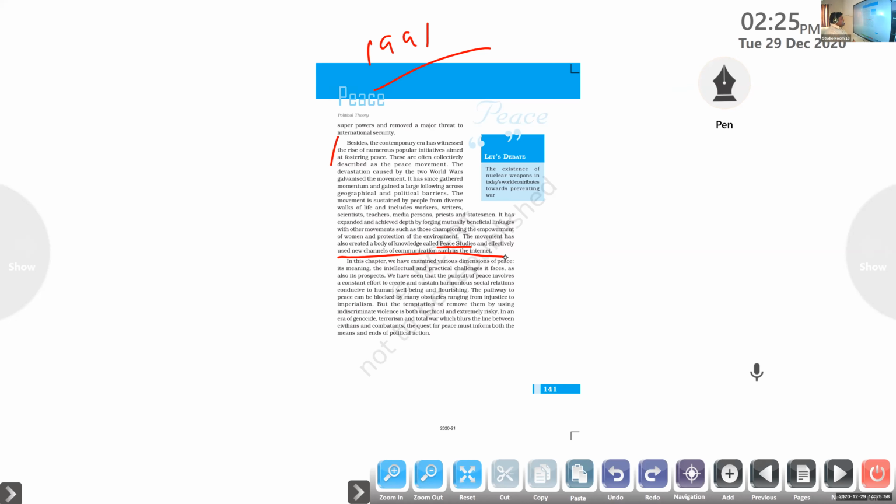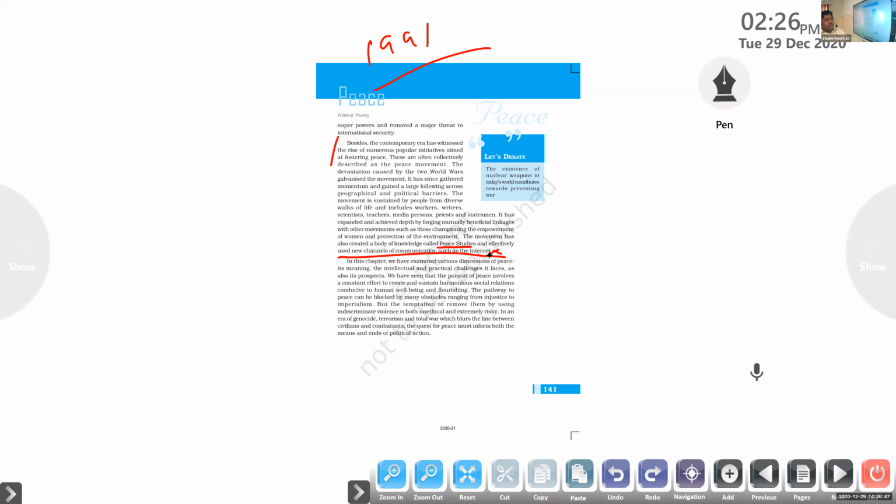In this chapter we have examined various dimensions of peace: its meaning, the intellectual and practical challenges it faces, as well as its prospects. We have seen that the pursuit of peace involves a constant effort to create and sustain harmonious social relations conducive to human well-being and flourishing. The pathway to peace can be blocked by many obstacles ranging from injustice to imperialism, but the temptation to remove them by using indiscriminate violence is both unethical and extremely risky. In an era of genocide, terrorism, and total war, which blurs the line between civilians and combatants, normal people and the warmongers, the quest for peace must inform both the means and ends of political action.